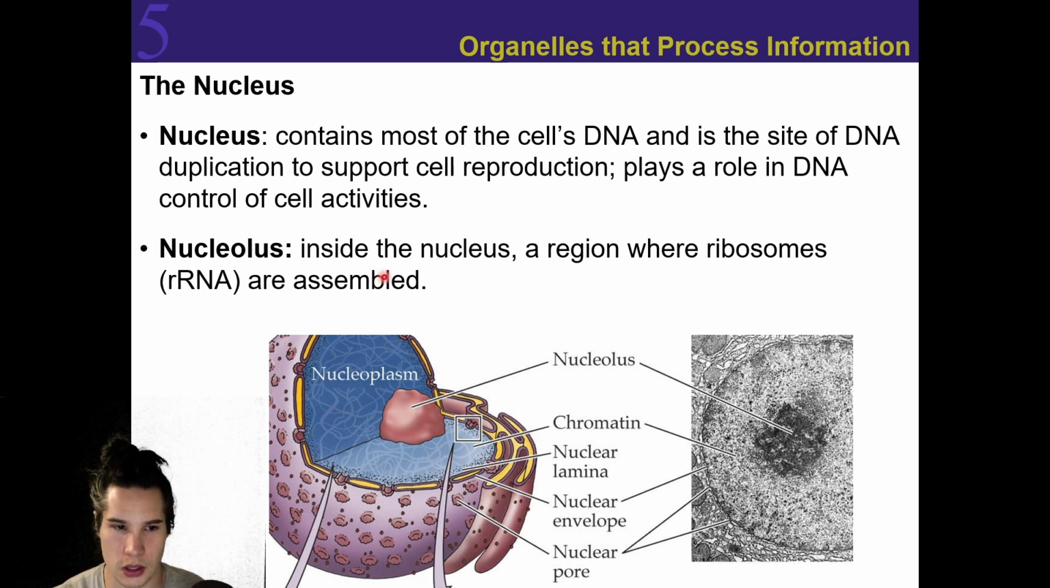Now, within our nucleus, we have a region called the nucleolus, and that's going to be within the nucleus, and that's going to be the region where your ribosomes are assembled. And we know that our ribosomes are composed of rRNA.